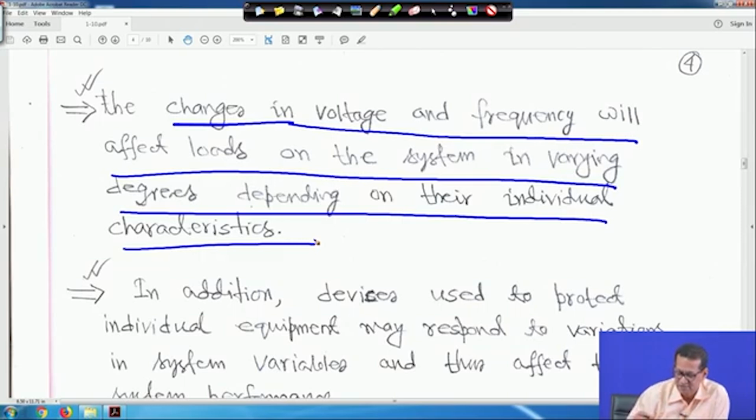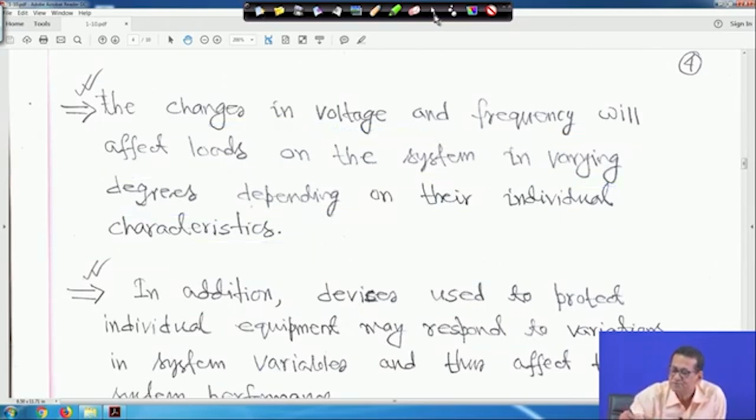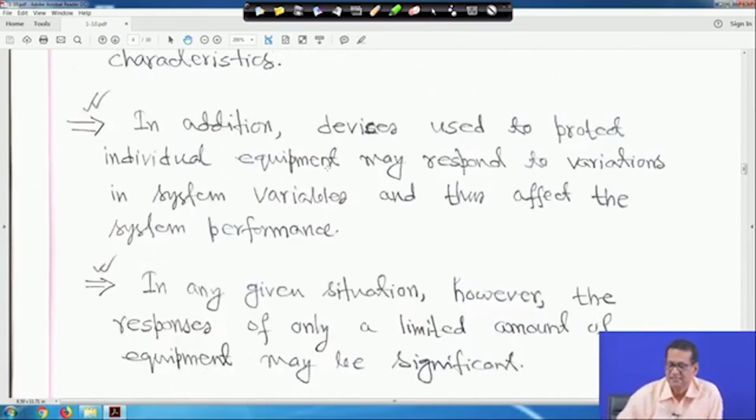In addition, devices used to protect individual equipment may respond to variation in system variables and thus affect the system performance. That means if some kind of short circuit happens, many things will be affected, right? In any given situation, however, the responses of only a limited amount of equipment may be significant, because all these things generally will not be considered, but a limited amount of equipment may be significant, not all, right.